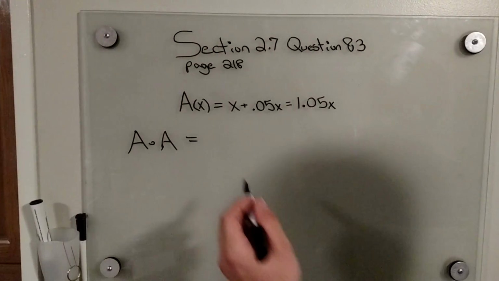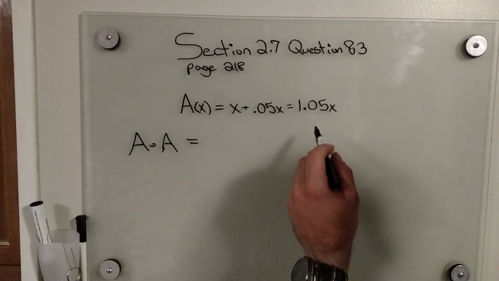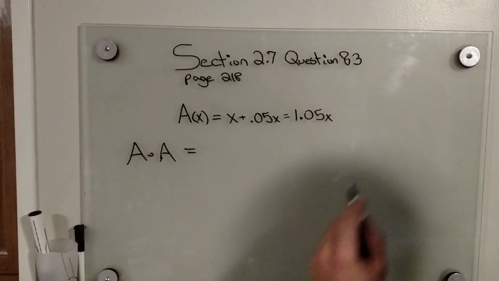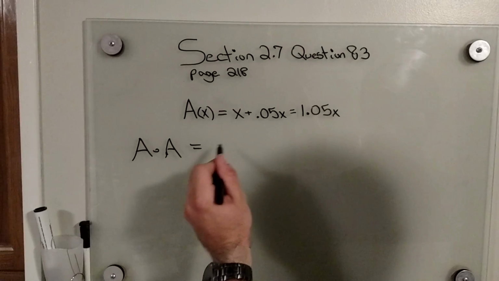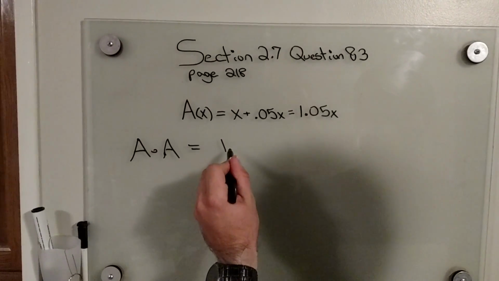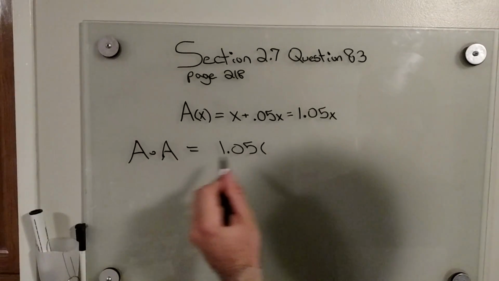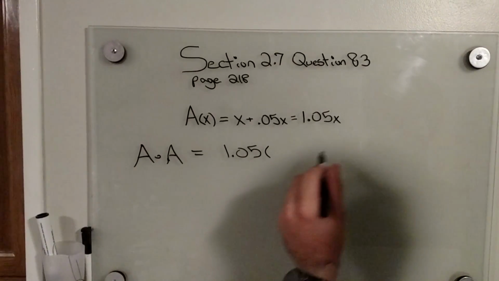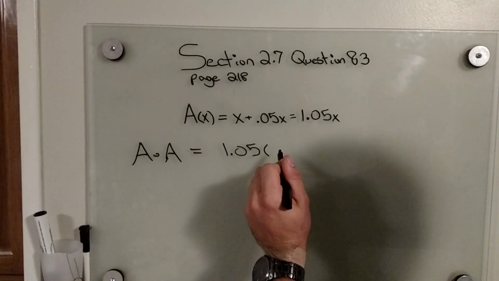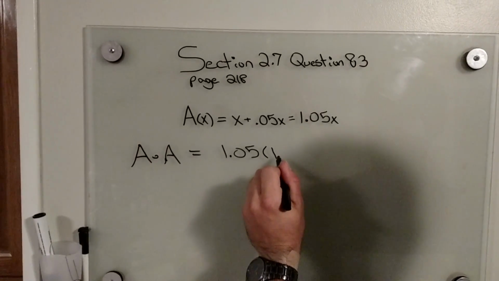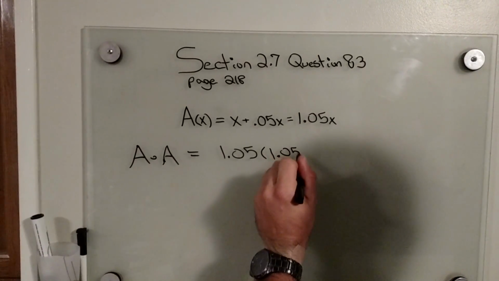Here, A of x is equal to 1.05x. What we have with A composed of A would be 1.05, where the next function becomes what x was in the previous function. So this becomes 1.05 times 1.05x.